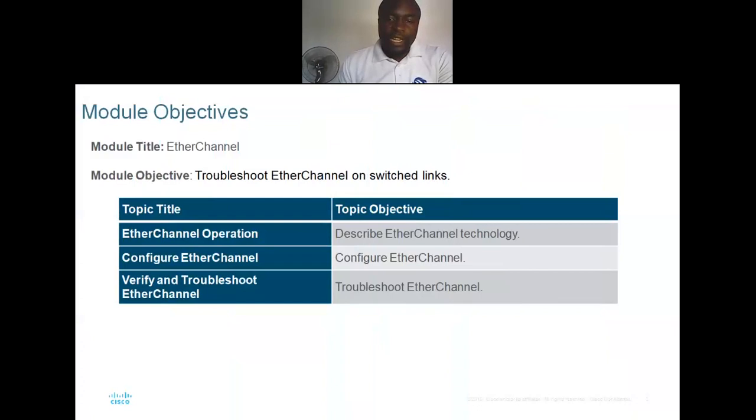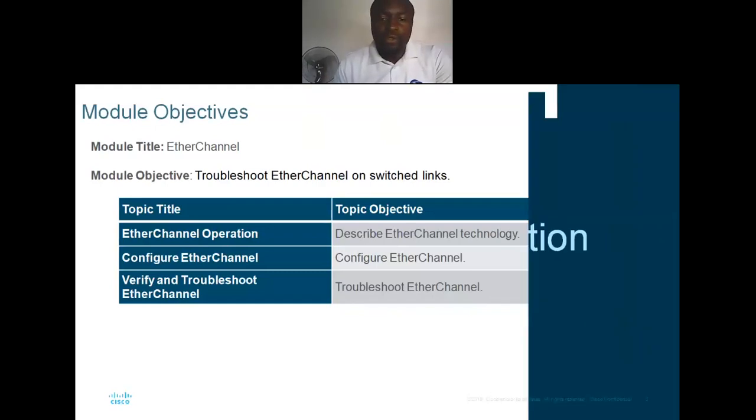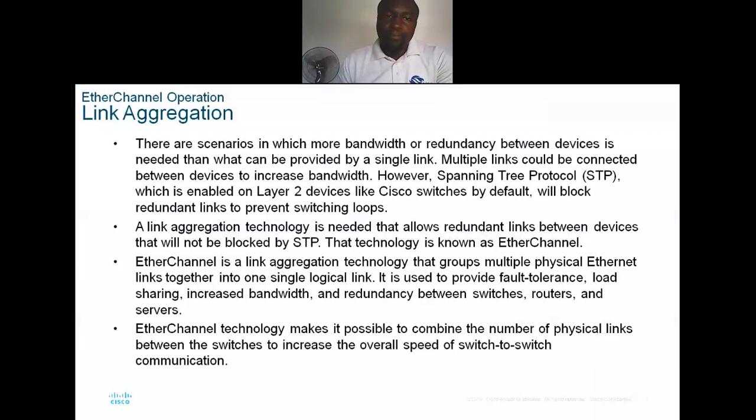Now, for EtherChannel, we're going to be looking at the concept of EtherChannel, how to configure it, and basically how to troubleshoot it. There are scenarios in which more bandwidth or redundancy between devices is needed than what can be provided by a single link. So multiple links could be connected between devices to increase bandwidth. However, spanning tree protocol, which is enabled by default on layer 2 devices like Cisco devices, will block these redundant links if you have multiple links.